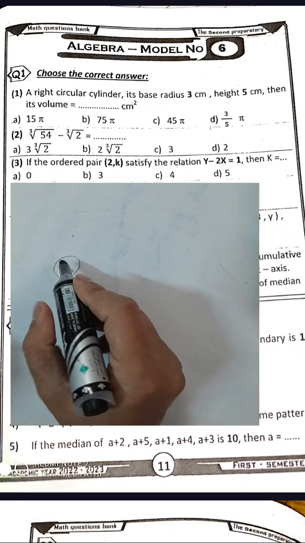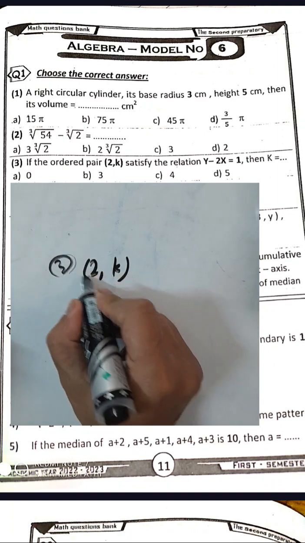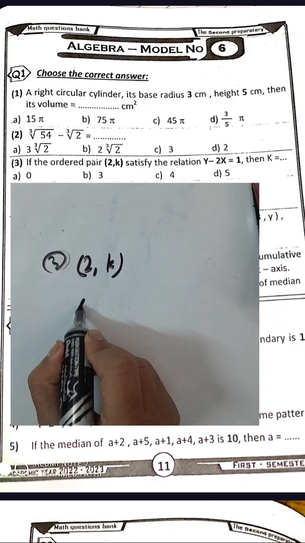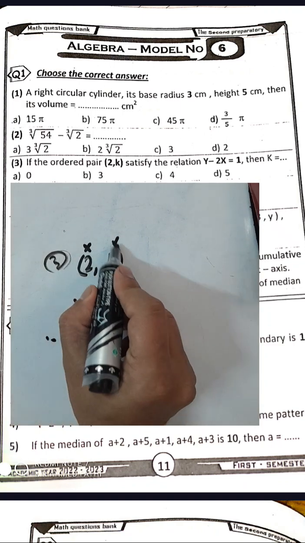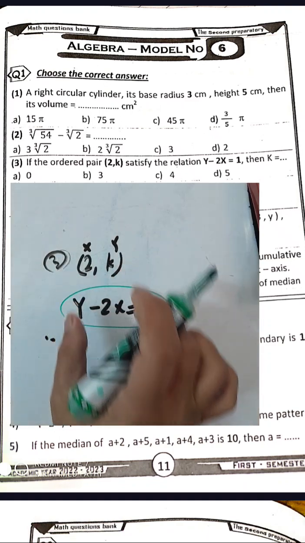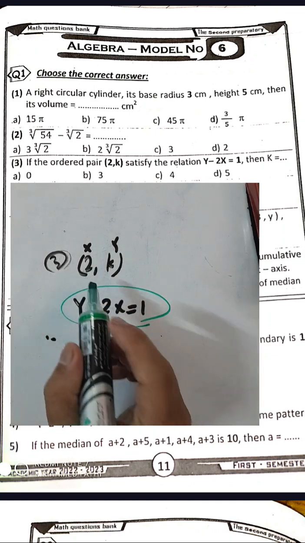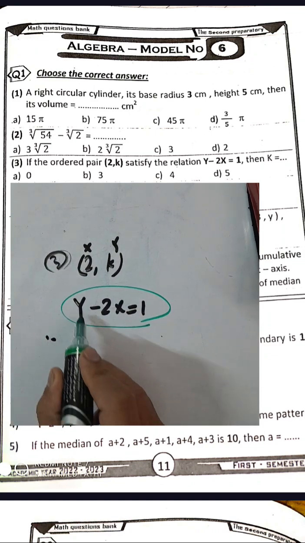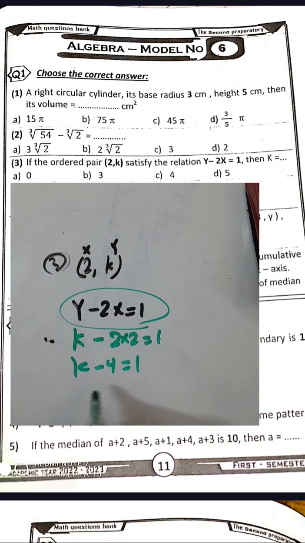Question number 3. The ordered pair (2, k) satisfies the relation between y and x: y minus 2x equals 1. We can put x equal 2 and y equal k, because this point satisfies this equation, so it lies on the straight line if you draw it graphically. So k minus 2 times 2 equals 1, then k minus 4 equals 1, then the value of k is 5.